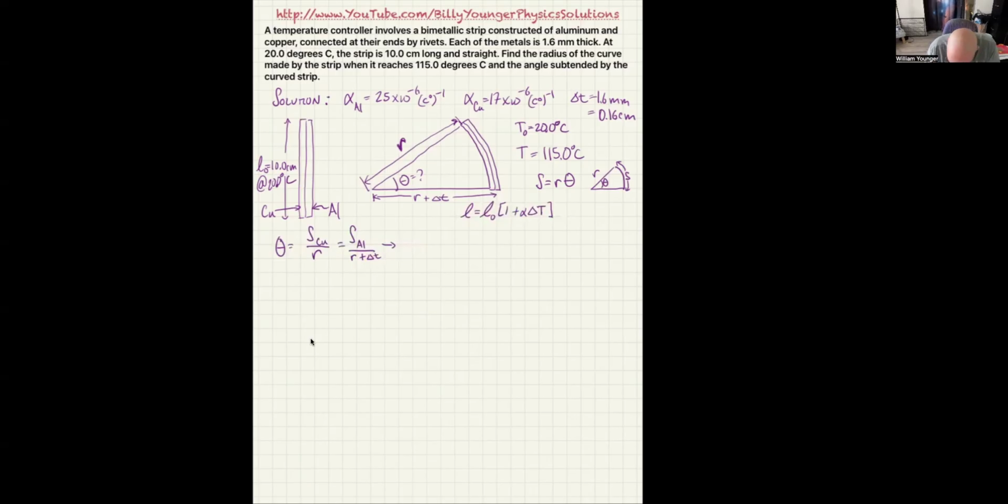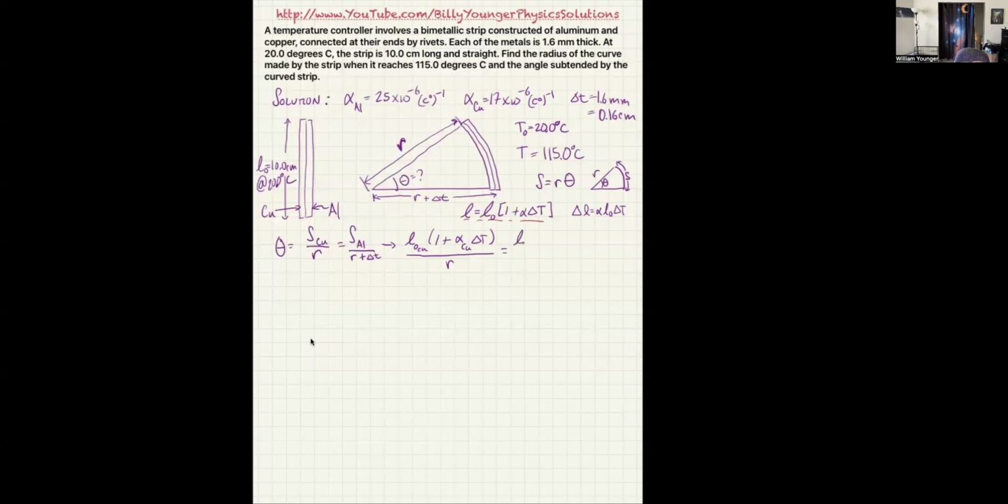So that also came from the original form that you might be more used to, which is delta L equal to alpha L0 delta T. But we're choosing to use this version. So the case for the copper becomes L0 for the copper times 1 plus alpha for the copper delta T, which is going to be the same for both of them. That all is going to be divided by R.